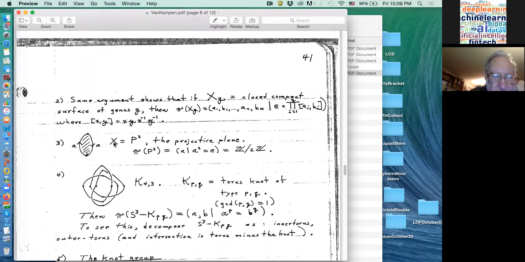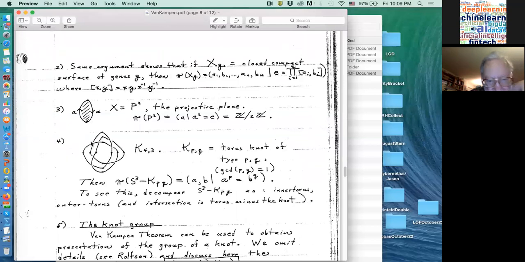Another example is the projective plane. The projective plane is obtained by taking a disk and identifying one edge to the other edge in this order. That means a squared is identified with a inverse. And the little loop that you would get, in the same argument that I just told you, would be a squared. So we're going to have the free group on a modulo a squared equal to the identity, which is Z mod 2Z, and that's the fundamental group of the projective plane.